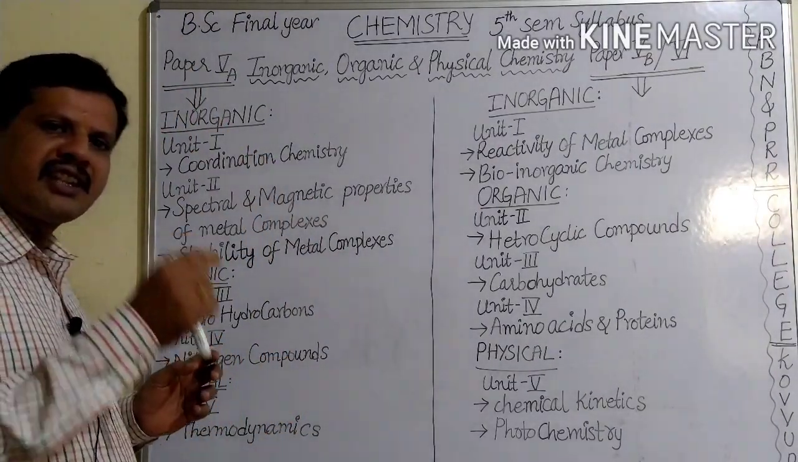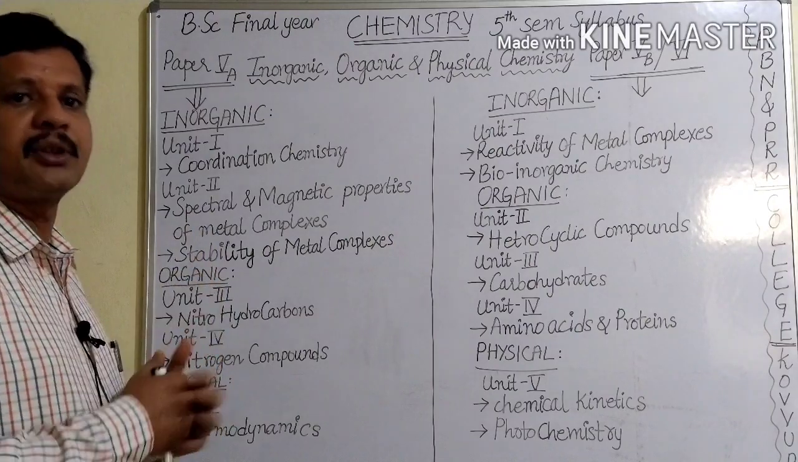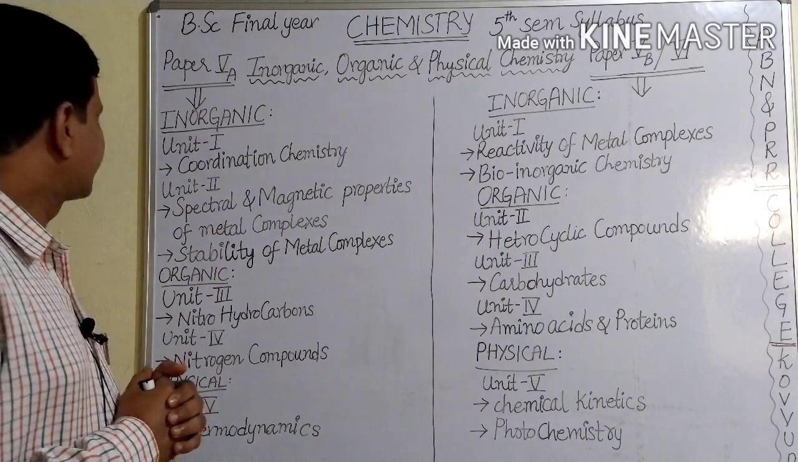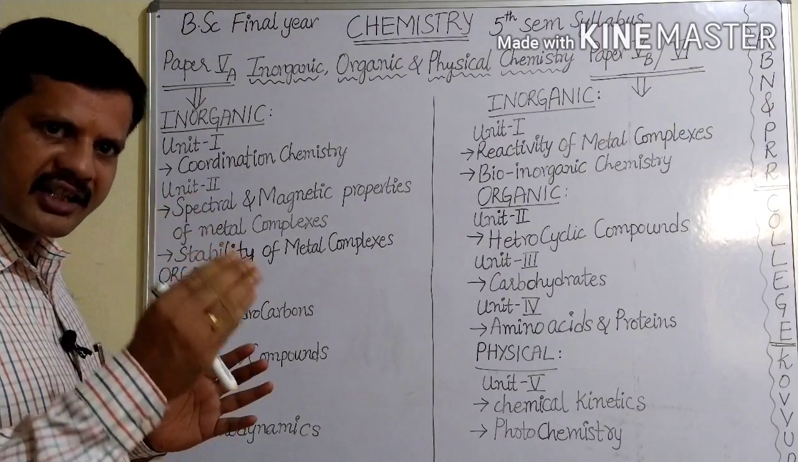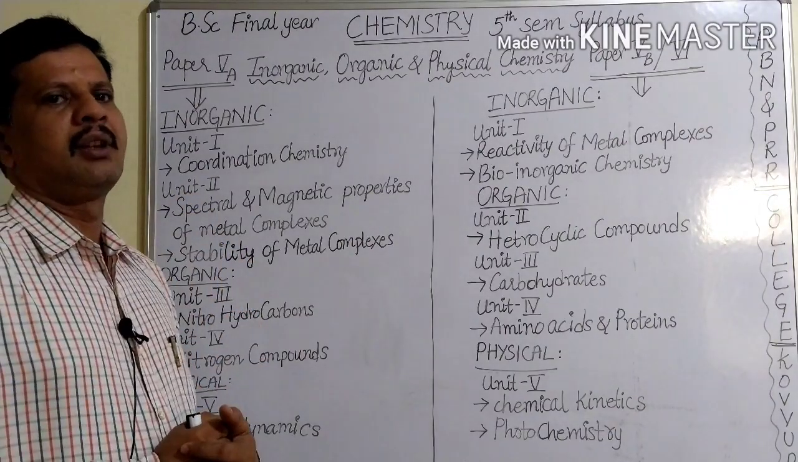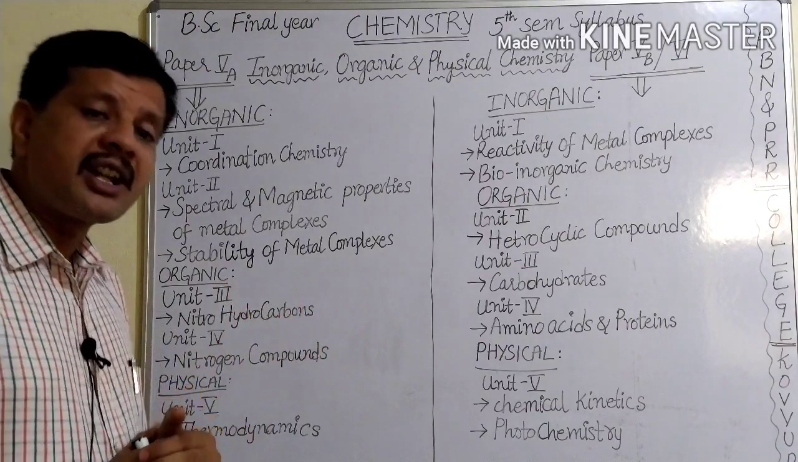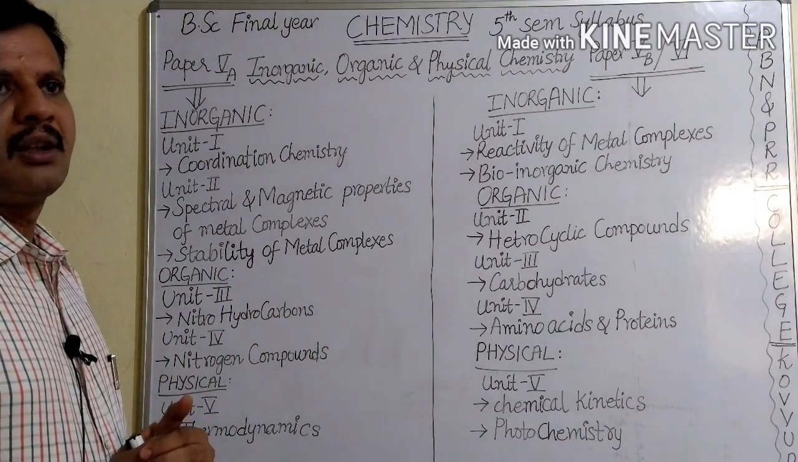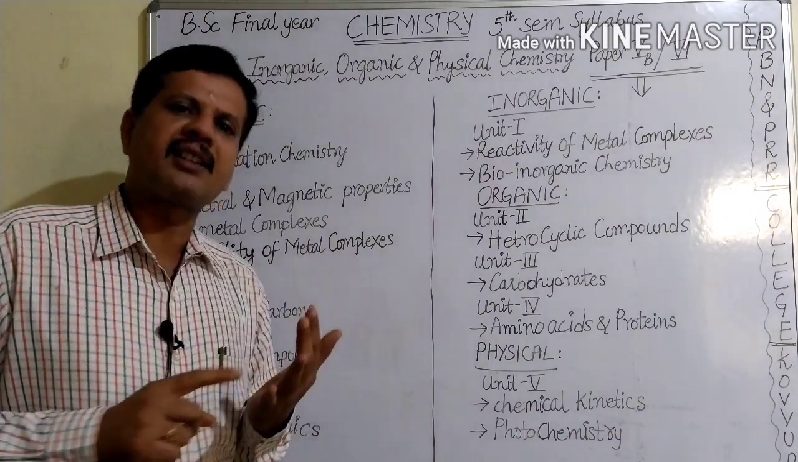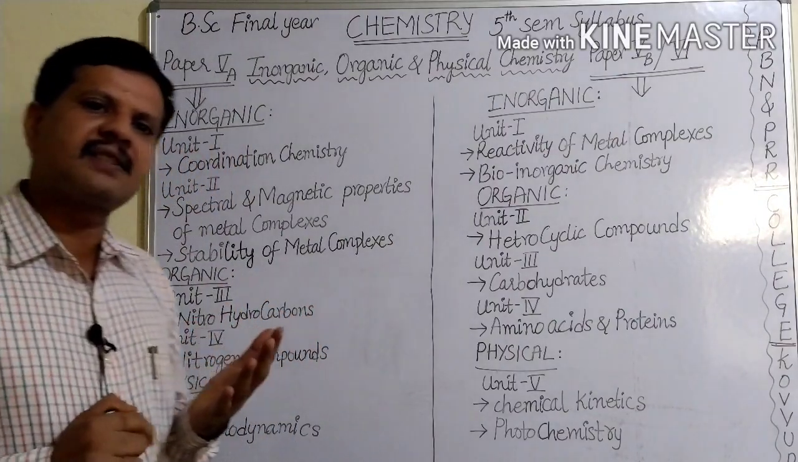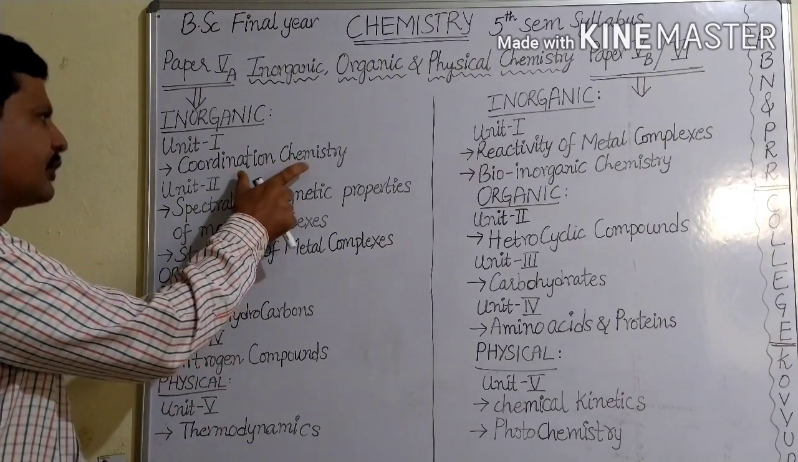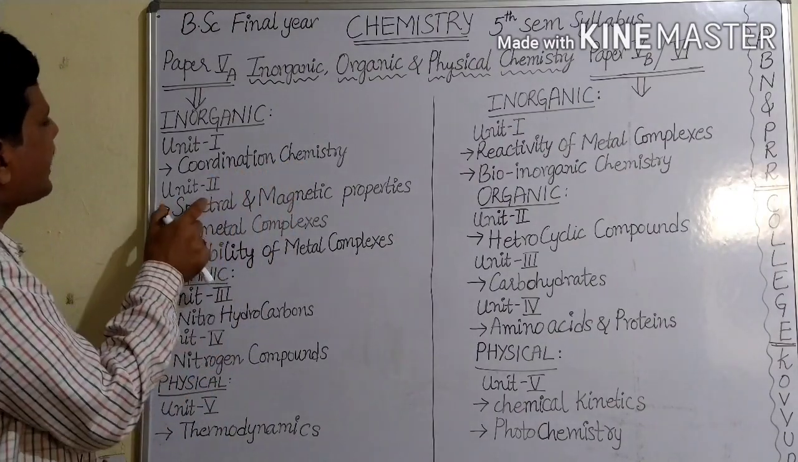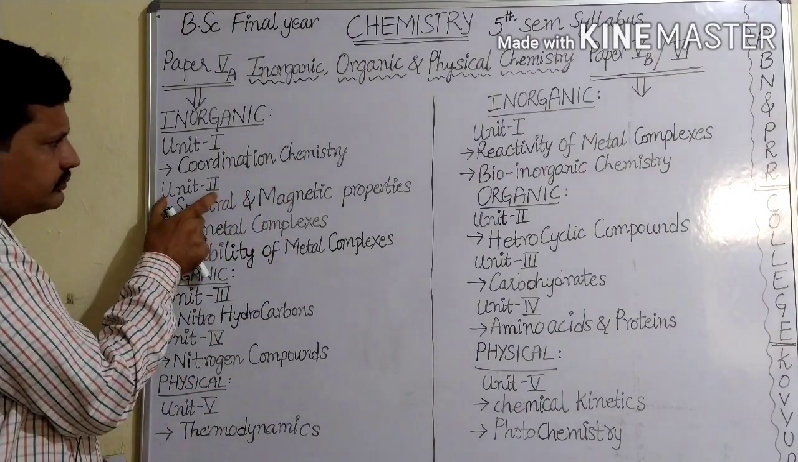Similarly, IUPAC nomenclature for complex compounds and coordination number 4, coordination number 6 complexes. We also know about the isomerism of complexes, tetrahedral complexes, square planar complexes, octahedral complexes, etc. in this unit. Then come to the another unit, Unit 2.